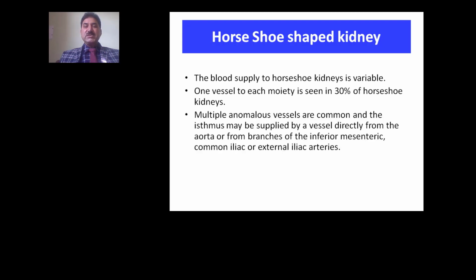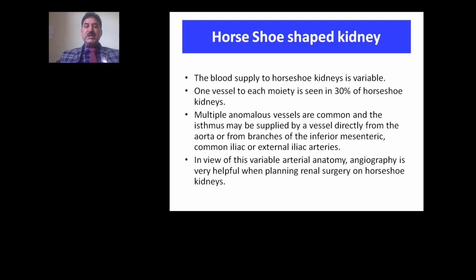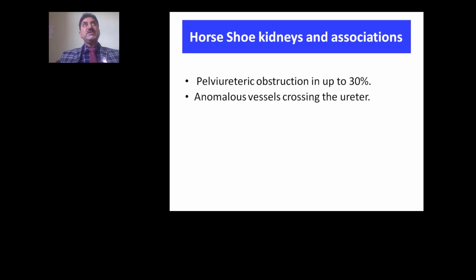Multiple anomalous vessels are common, and the isthmus may be supplied by a vessel directly from aorta or from branches of inferior mesenteric, common iliac or external iliac arteries. In view of this variable arterial anatomy, angiography is very helpful when planning renal surgery on horseshoe-shaped kidney. What are the various associations of the horseshoe-shaped kidney?